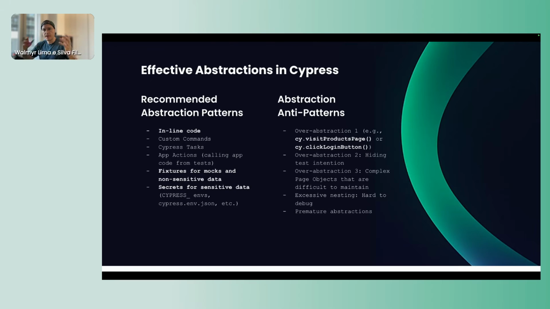If we have to open many files, we have to store many pieces of information, and we lose context of what we were seeing in a different file because we overload our brain with more information than it can handle. So don't abstract things that don't need to be abstracted. Over abstraction creates complex page objects that are difficult to maintain.